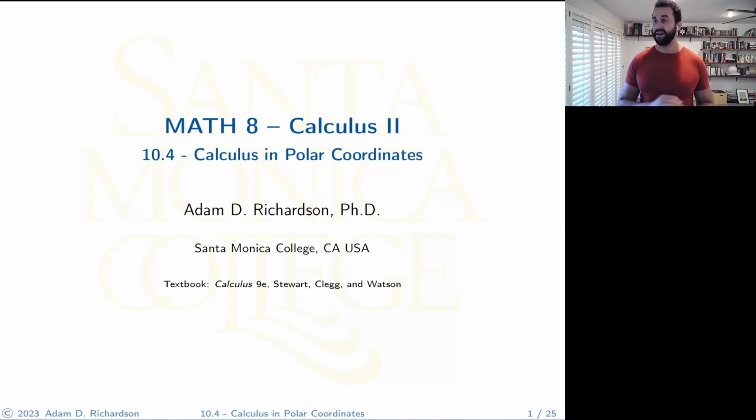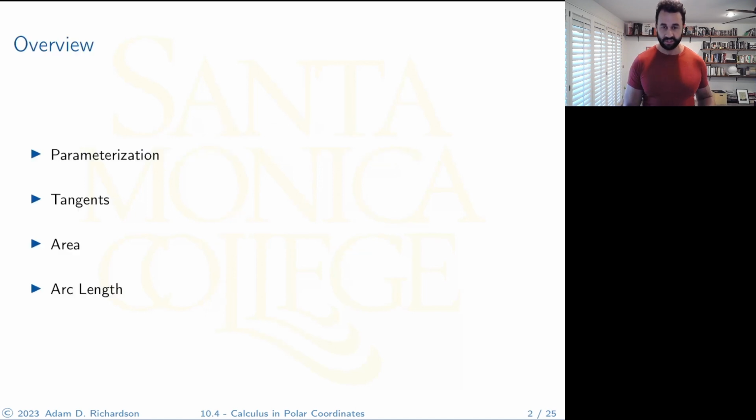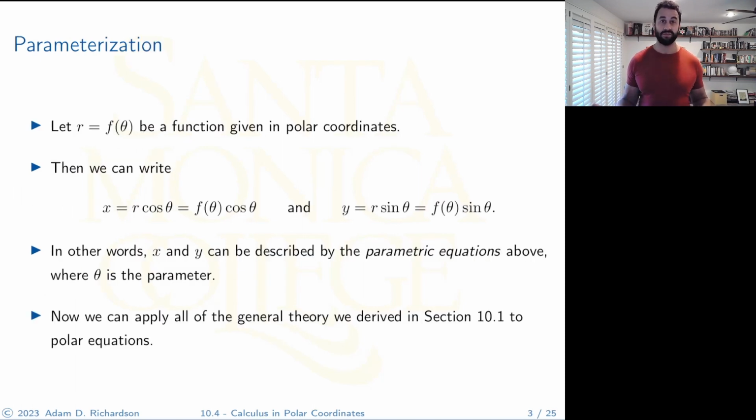The good news is this one is not as long as the other one. A lot of times when you have to set up a theory, it takes longer. Now we're just going to be using the theory. So we're going to talk about parameterization, then how to find tangents in polar coordinates, area in polar coordinates, and then arc length in polar coordinates. It's very similar to what we saw when we developed the calculus for parametric equations. We're actually going to use those formulas, because a polar parameterization is a parameterization.